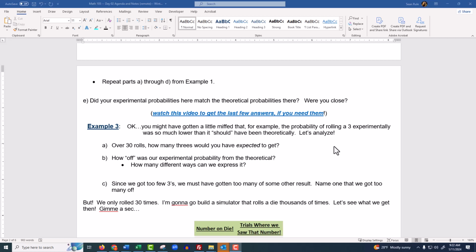Or just out of every 6 rolls, you can count. Out of 6, it's 1. Out of 12, it's 2. Out of 18, it's 3. Out of 24, it's 4. And out of 30, it's 5.